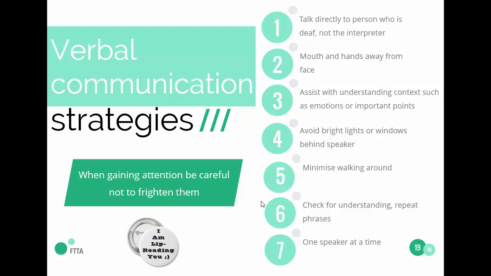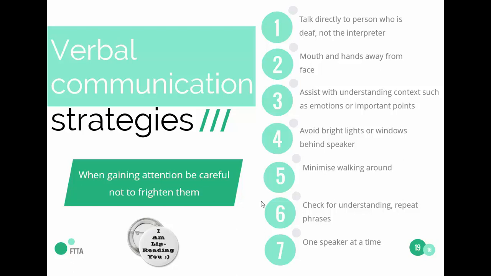Yep, there we go. Talking directly to the person who is deaf and not their interpreter. Keep your hands and mouth away from your face. So this is, I should have actually read the title here, sorry. Verbal communication strategies. So this is ways to ensure that you're getting the message across, to make sure that you're communicating with that person in a way that they understand your instructions, or they understand what you're trying to teach them. Number 3, assist the student to understand the context, such as emotions or important points.